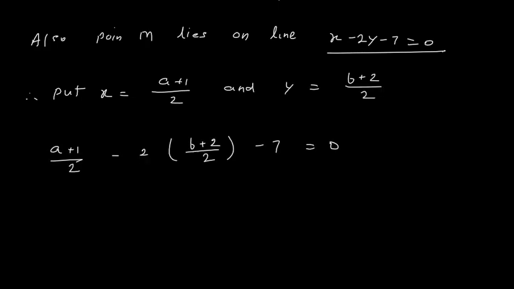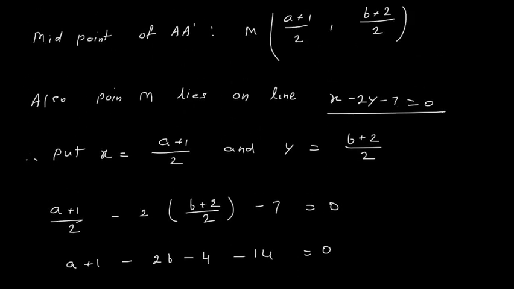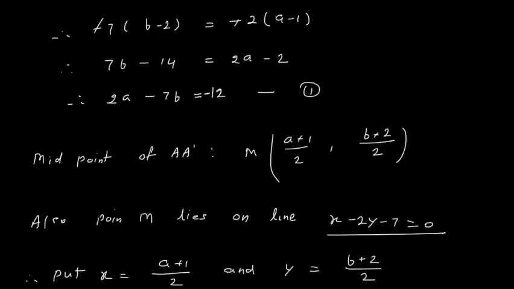So I will multiply each term by 2. So here I will get a plus 1 minus, here I will get 2b minus 4, minus, here I will get 14, is equal to 0. So a minus 2b, this is 1 minus 4 minus 14, which is minus 17. It will go on the right hand side and it will become plus 17. So a minus 2b is 17, and here 2a minus 7b is equal to minus 12.